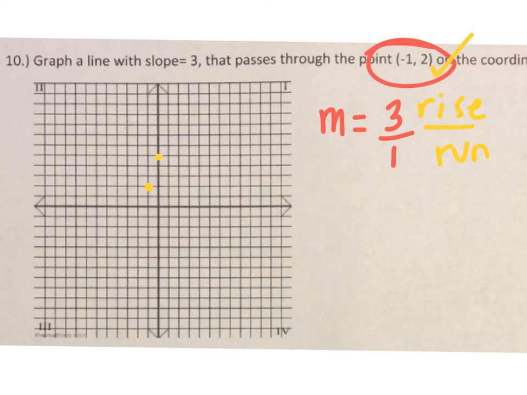Then I can repeat that from the next point. Rise 3, run 1. And then that would be enough. I could go one more point if I want. And then go ahead and connect those and put arrows on the end.